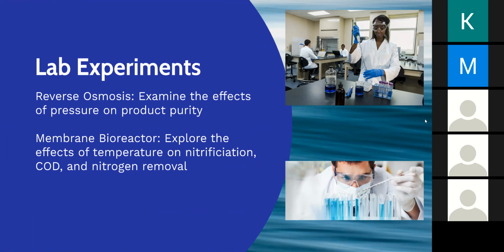As for the MBR unit, students will be controlling the temperature inside the bioreactor tank to observe the effects that temperature has on nitrification, COD, and nitrogen removal from the permeate stream. By taking samples from these streams, TAs will use a spectrophotometer to reveal the concentrations of the remaining contaminants inside the product stream for the students to analyze.